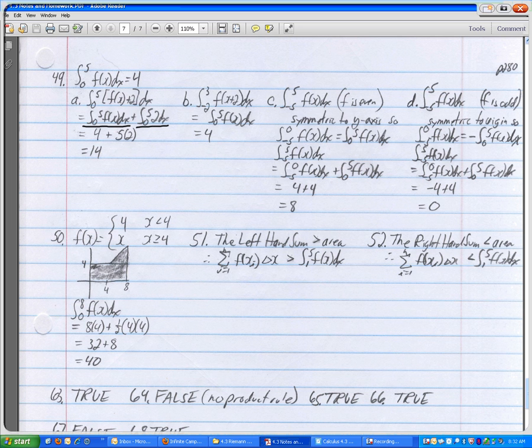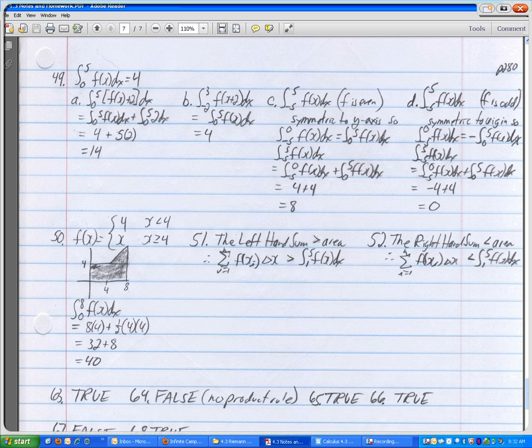Okay? Because we know what it looks like. That's f of x equals 2 from 0 to 5. We get that rectangle. The area of the rectangle is base times height. So that's how I know that's 5 times... And then we get 14. Does that take care of A? Okay.